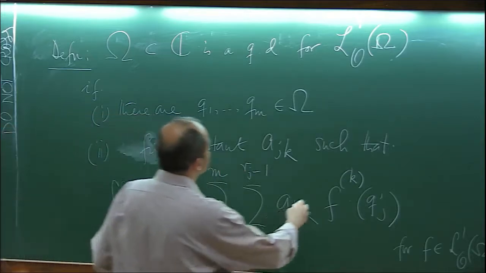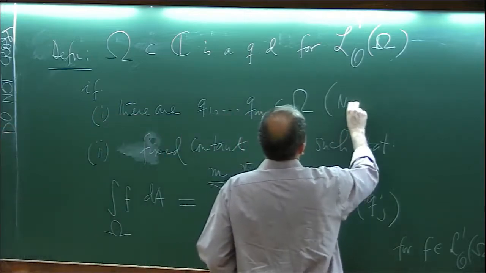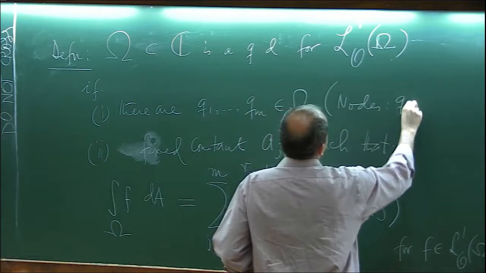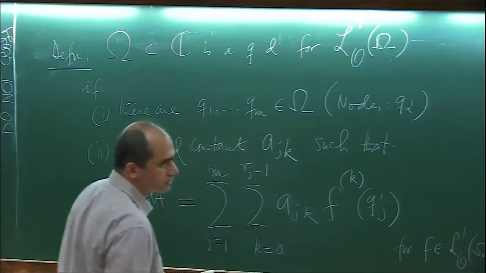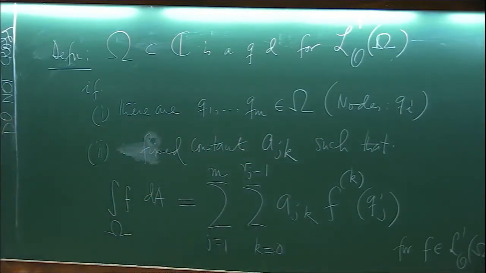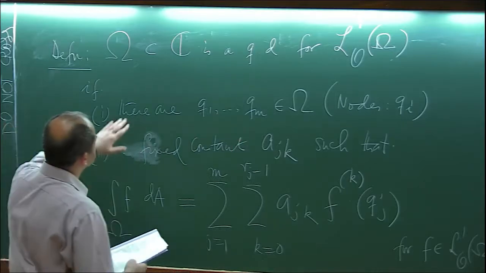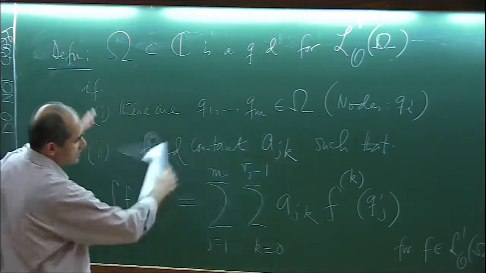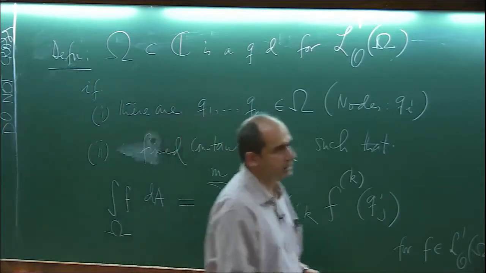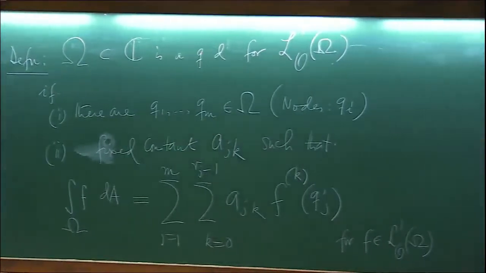Okay. So just to fix some notation, we will call each of these qj's a node. So this is a domain with m nodes. And a quadrature domain consists of all this data here along with the test class. So I have to specify what the nodes are, what these constants are, and what the test class is.